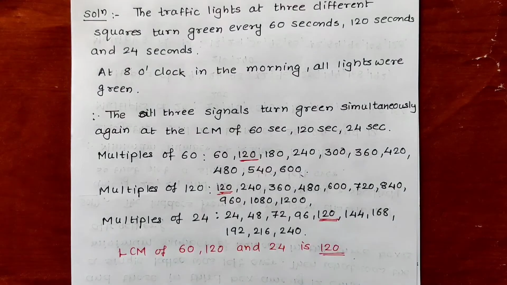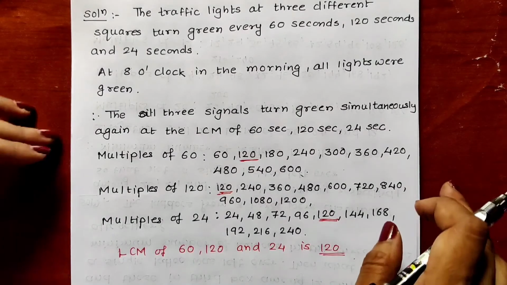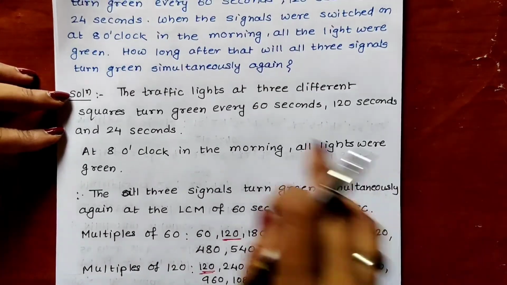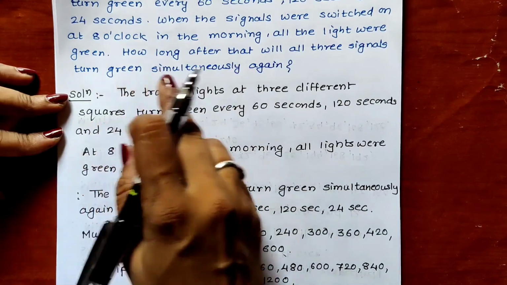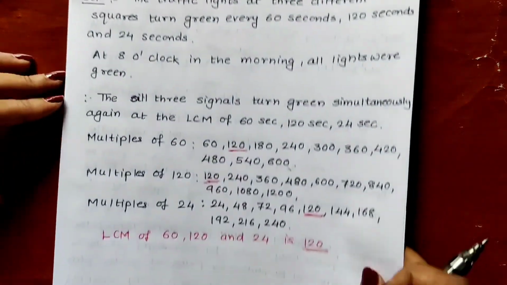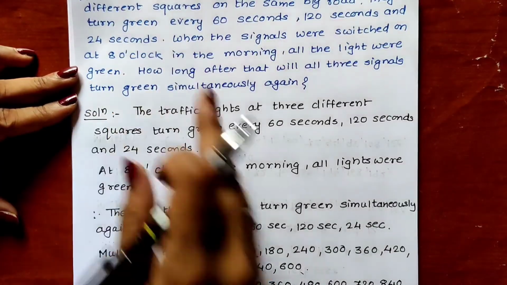Now write the answer statement. How to write the answer statement? We can write it from this last question. How long after that will all three signals turn green simultaneously again? After that means after 8 o'clock in the morning.